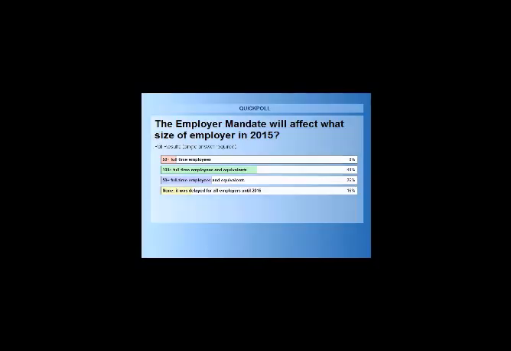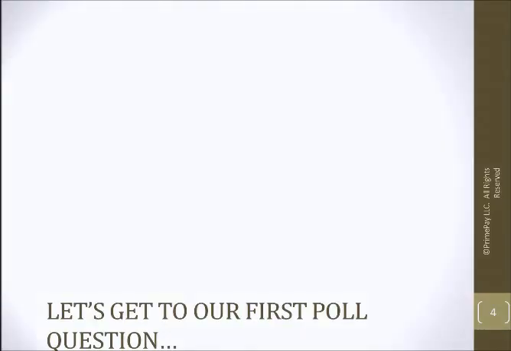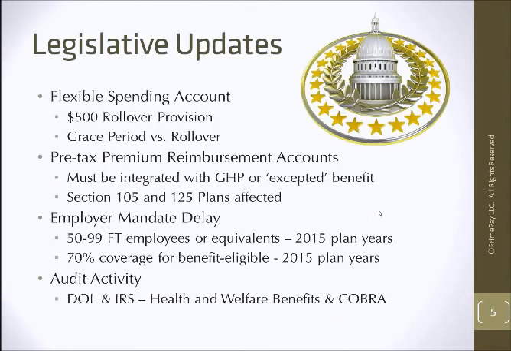All right, and now I'm going to share this here. What you see here is pretty interesting. The correct answer is B, 100 plus full-time employees and equivalents is the size of employer in 2015. 49% of you got it correct. 26% said 50 plus full-time employees and equivalents. That is something that actually will be triggered in 2016. So let's move on. Well done. That's a good first try here. All right, let's move on here with some legislative updates.